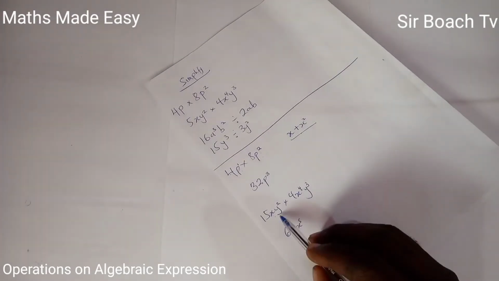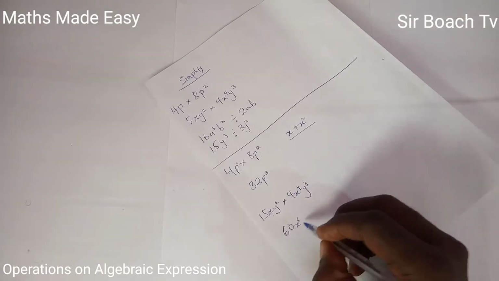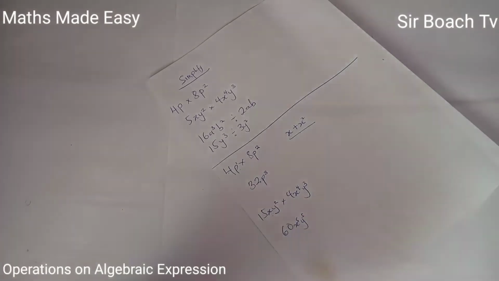The same thing to the y. This y has 2, this y has 3. So you have y to the power what? 5. You add the powers. That is all for the second one.